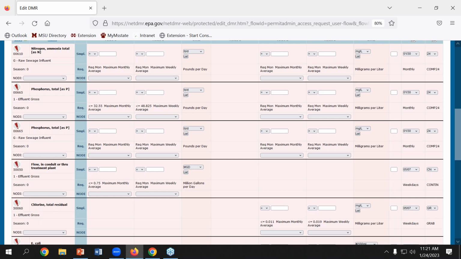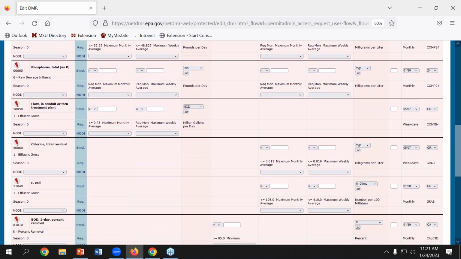Flow. The flow is a weekday requirement. As you can see, the max monthly is 0.75 mgd. The max weekly, there is no limit on max weekly, but the max monthly is a 0.75. So this facility is permitted at 0.75 mgd.